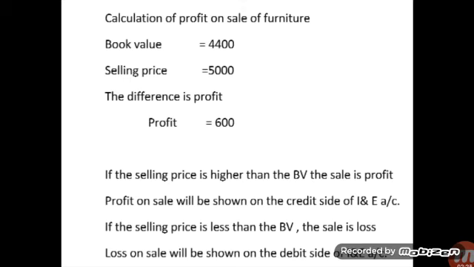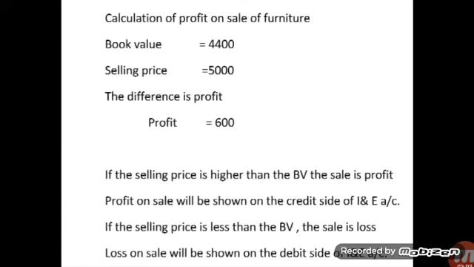Children, the calculation of profit on sale of furniture is given here. Book value of furniture 4,400. Its selling price 5,000. The difference is 600. It is the profit. Here the selling price is more than the book value, so the sale is profit. Profit on sale of fixed asset is a revenue receipt and that will be shown on the credit side of income and expenditure account.